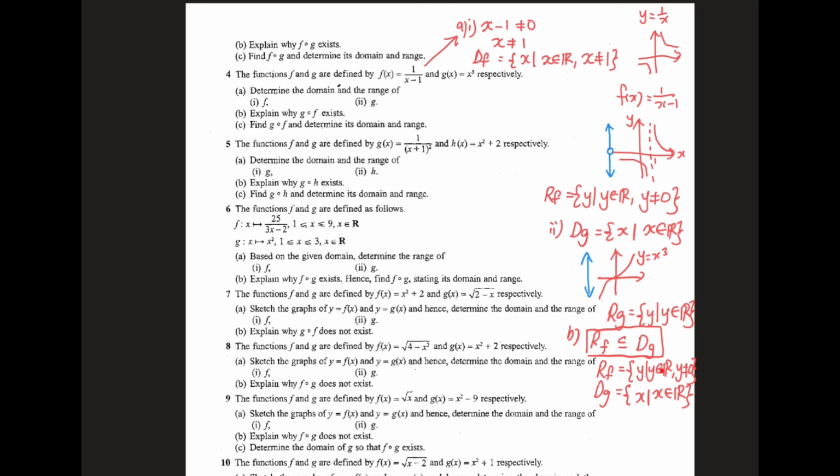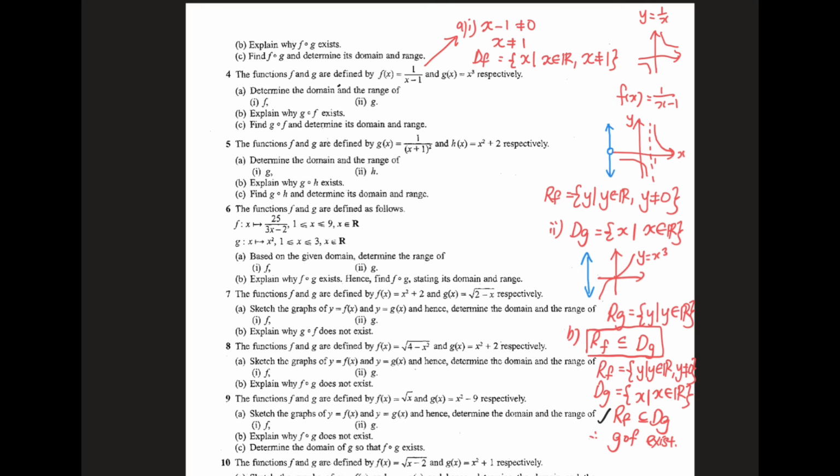So the range of f is a subset of the domain of g. So range of f is a subset of or equal to domain of g, and hence gf exists. So that is how we answer the question. They focus on whether you managed to write this subset part or not. If you manage to write it out, then you get marks from there. Okay, now let's move on.